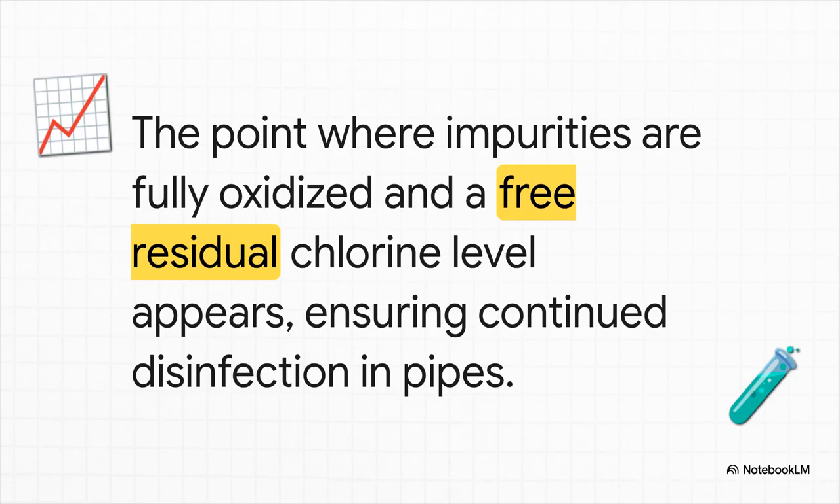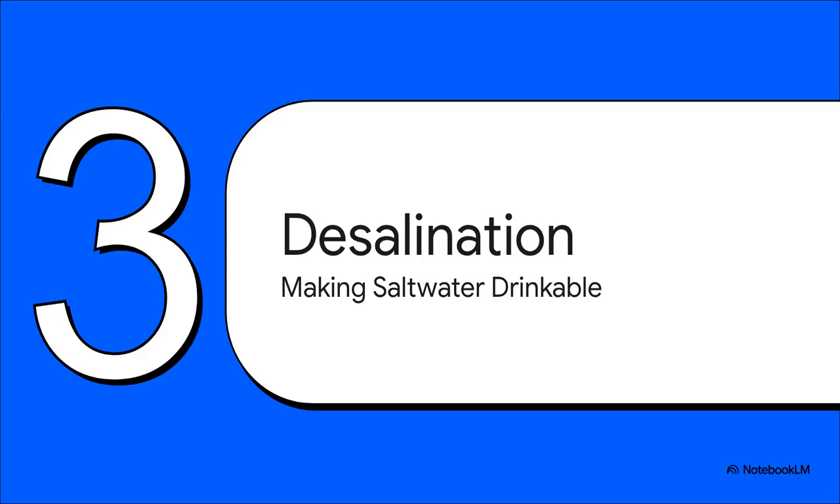Only then do you get what's called free residual chlorine, and that's the stuff that stays in the water, keeping it safe all the way through the pipes to your house. But what happens if you don't have a river nearby? What if all you have is the ocean? Well, that's where desalination comes in.